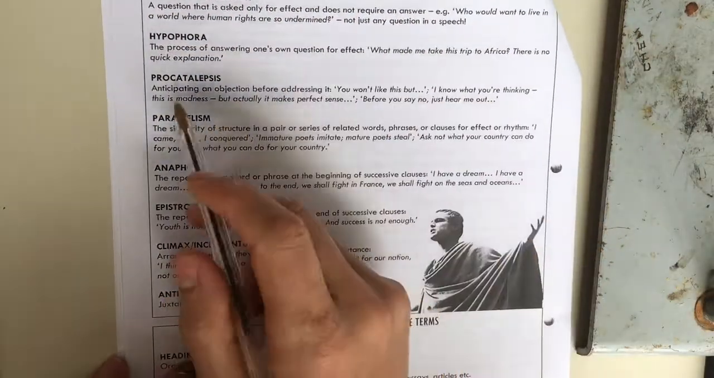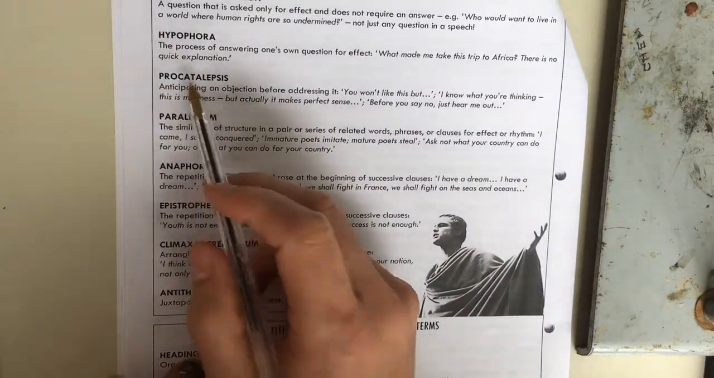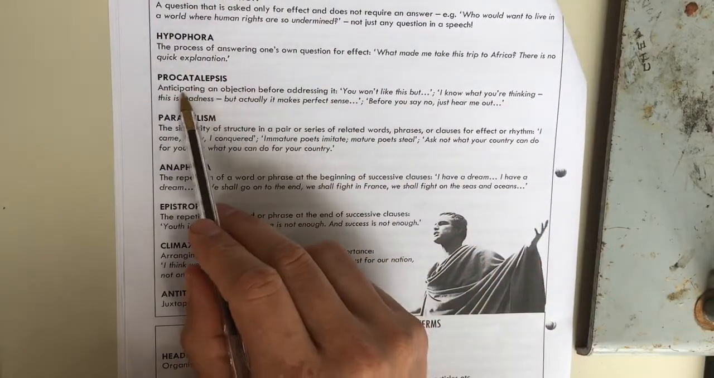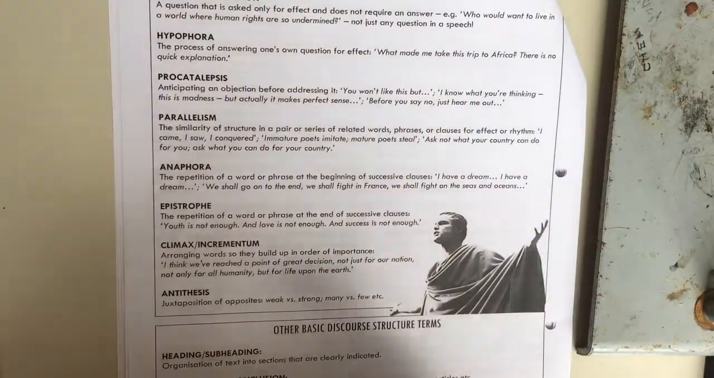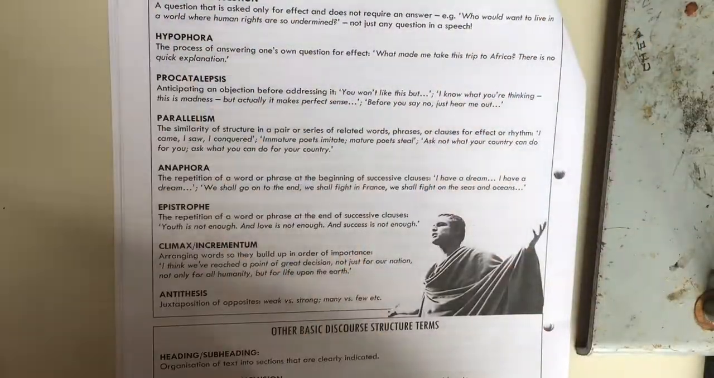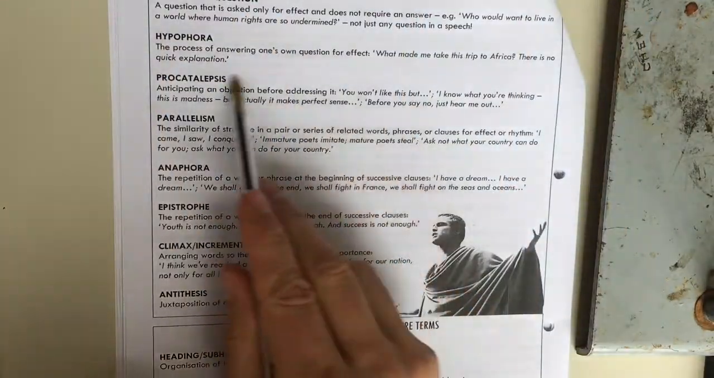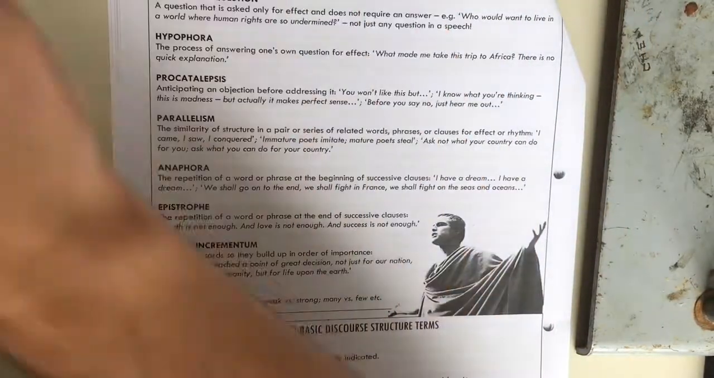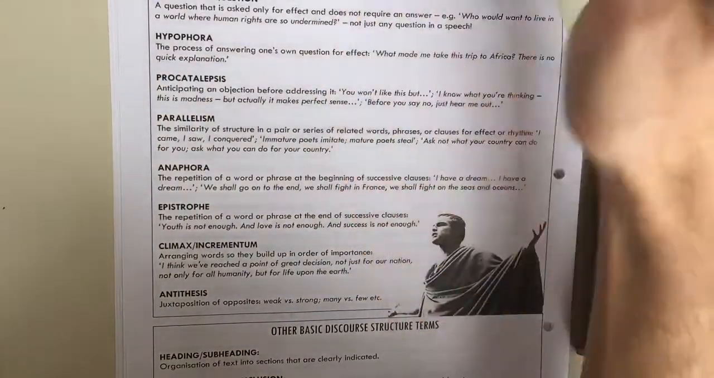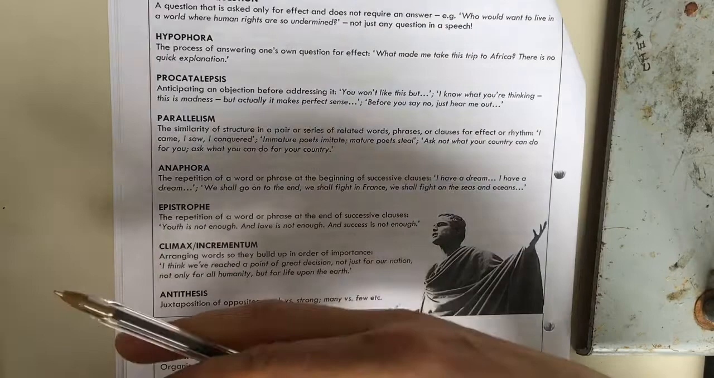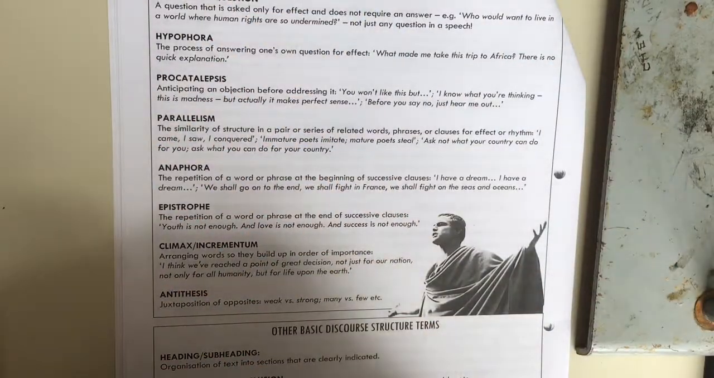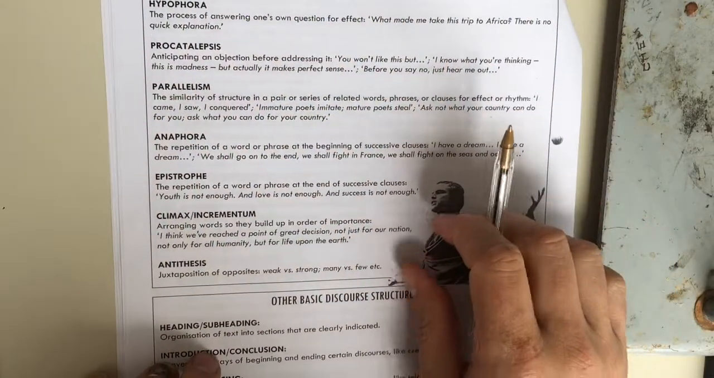Okay, procatalepsis. Procatalepsis is anticipating an objection. So you won't like this, but... or now you're not going to agree with me over here. However, I know what you're thinking, but no. Look, you're going to say this, but whatever. So you might even find that some of your teachers do this. Now you know you want to say this, but just hold on a second. You know you don't like it, but... So procatalepsis is that idea of anticipating an objection and then saying, yeah, but I've got the solution.